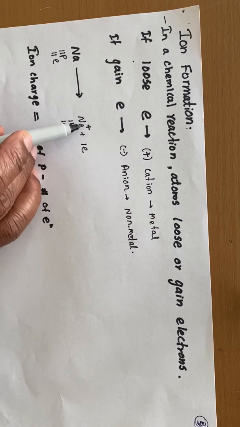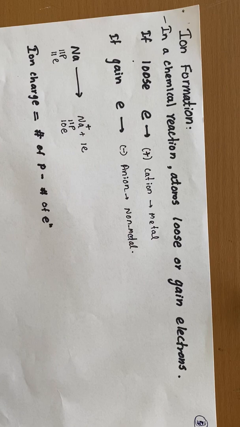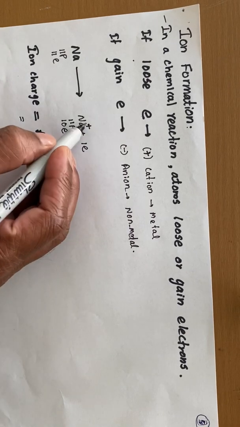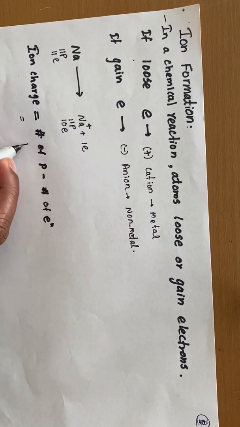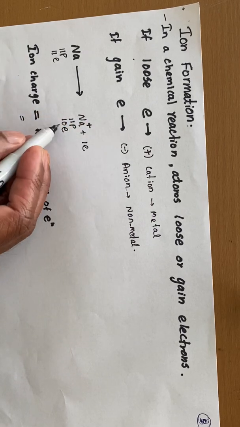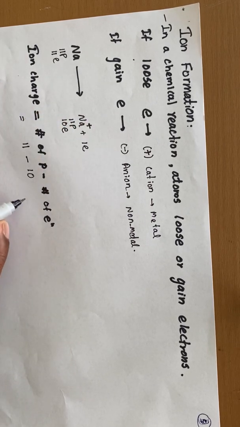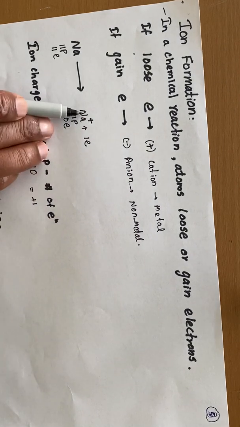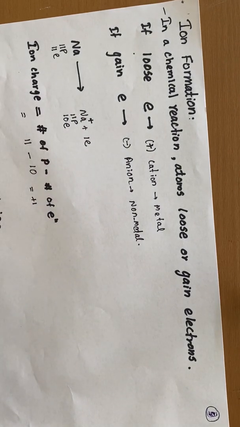Now we know the charge is a positive +1, but if you want to find the ion charge, we can use this equation. Ion charge equal to the number of proton minus number of electron. For this sodium, number of protons is 11. Number of electron at the moment now we have only 10. 11 minus 10 is a +1. Charge for the sodium is a +1. Now we can get the charge like that.